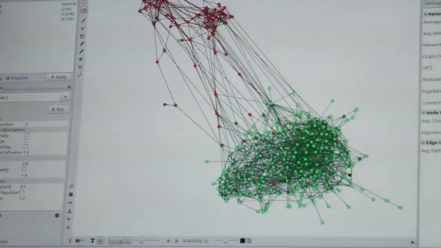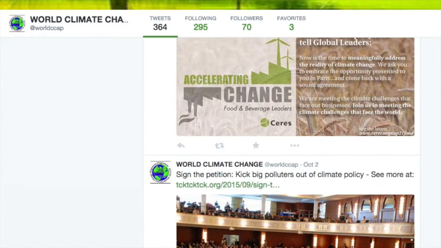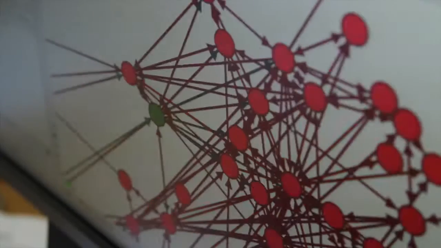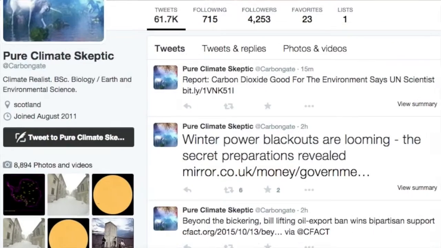And when we looked at the attitudes of the users in those sort of groups, we found that one was very much an environmental activist group, people promoting action to tackle climate change or sharing new information, new scientific findings. Whereas the red group was largely composed of climate skeptics, people who were doubting the science, didn't believe it was happening or that humans were causing it.